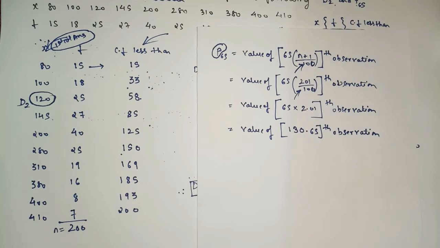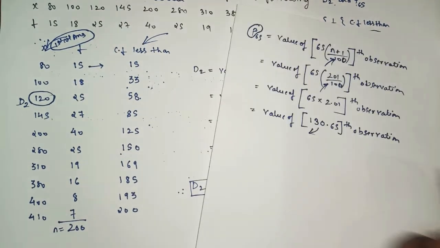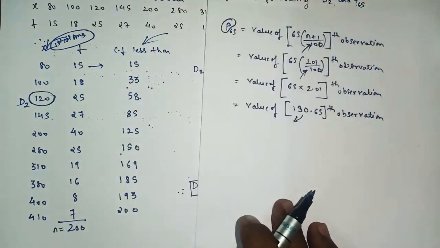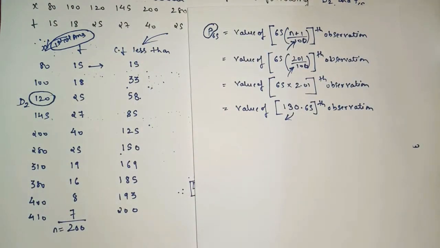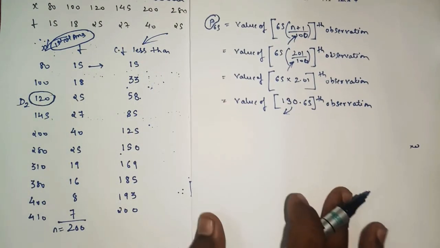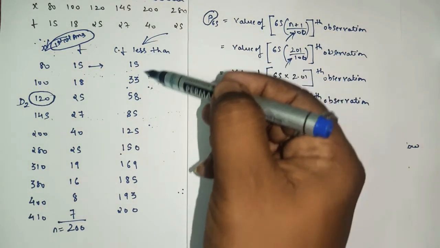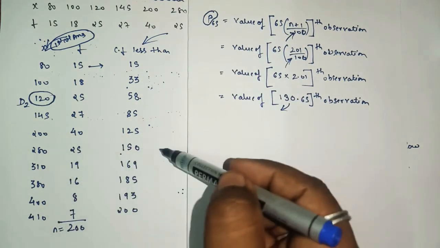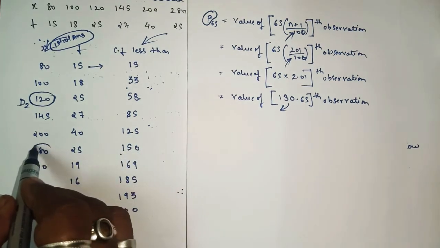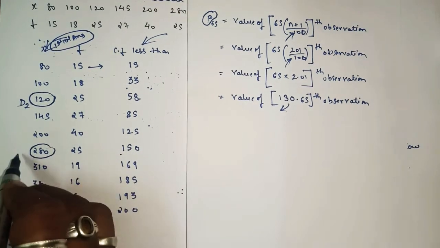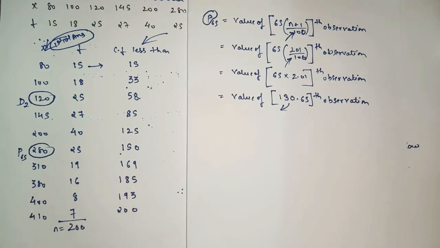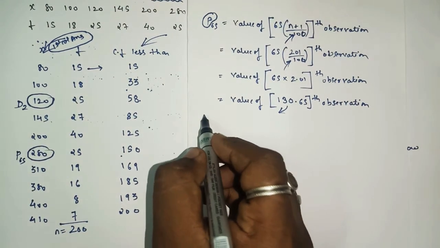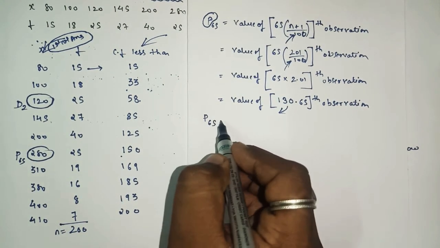Okay, again the same concept we will be using. Just see where in the cumulative frequency this 130.65 lies. As we can clearly see, it lies in this row. So this will be the answer for what?